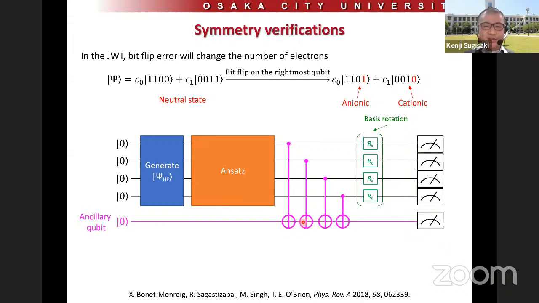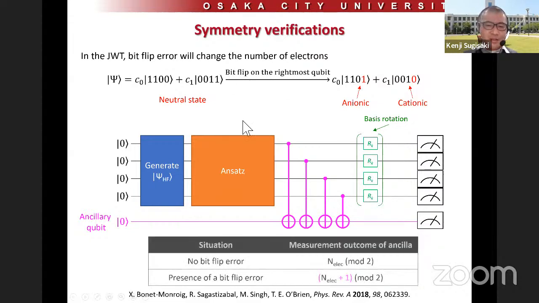This single operation transforms the 0 state to 1 state, and another single gate transforms the 1 state to 0 state. The measured outcome is 0. But if this kind of flip, bit flip occurs, the measured outcome becomes 1. So if the measurement of the ancillary qubit is 1, we can recognize the bit flip occurs.